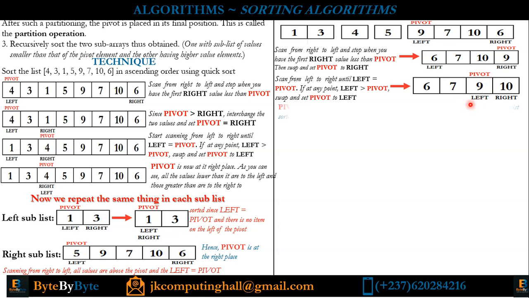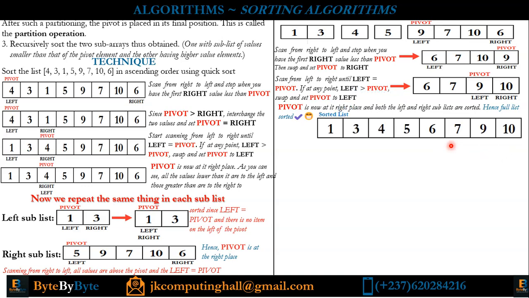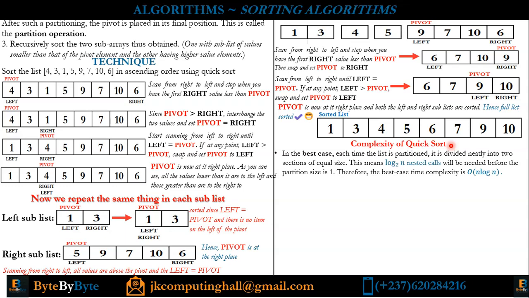So we end and we see that it is at the right place and both left and right sublists are sorted. So our list is fully sorted. We have 1, 3, 4, 5, 6, 7, 9, 10. So this is our sorted list. So that is how the quick sort is working.